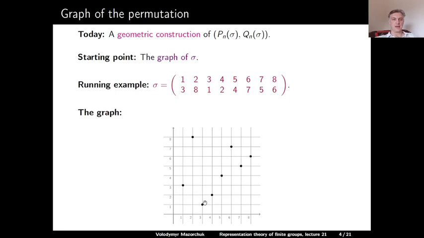So we have our plane. So the horizontal line gives us the coordinates of the starting point, and the vertical line gives us the coordinates of the images. So in particular, sigma sends 1 to 3. So 1 is sent to 3, 2 is sent to 8, 3 to 1, 4 to 2, 5 to 4, 6 to 7, 7 to 5, and 8 to 6. So this is our graph of sigma.